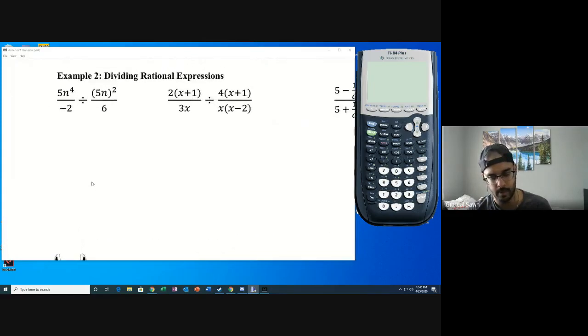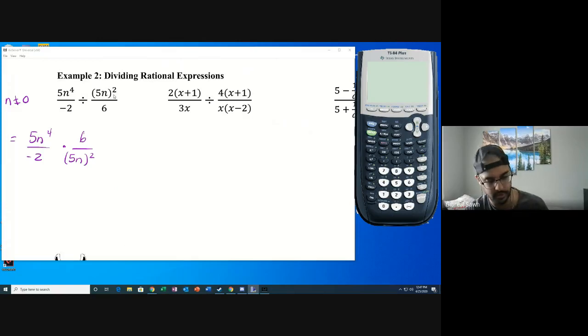Okay. So let's think about our non-permissible values first. It is division, so I need to think about both denominators along with the numerator of the second fraction, because when I flip it, it goes to the bottom. So these two are both constants, no variables to worry about. Just the top part of that second fraction. So if n is 0, that will zero out the whole top. So n can't be 0. Now I can go simplify and everything is fine. So 5n⁴ over negative 2, multiply it with 6 over 5n squared.